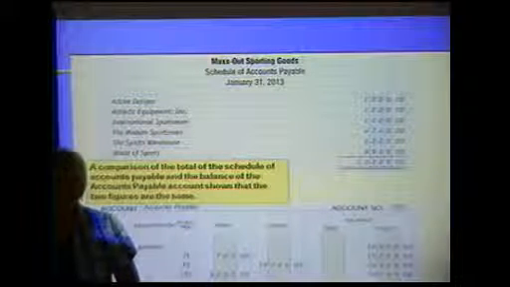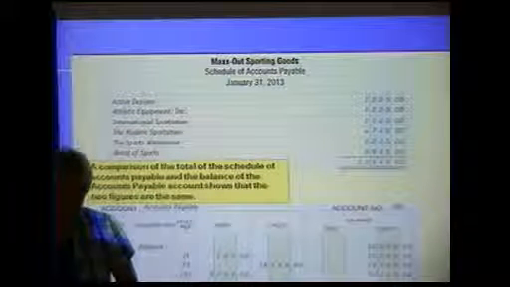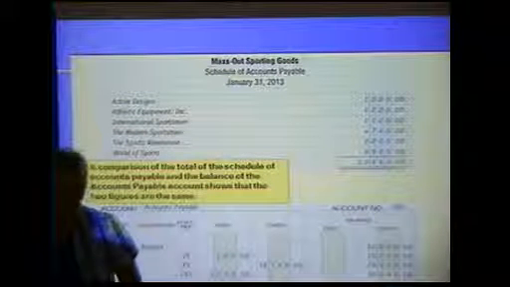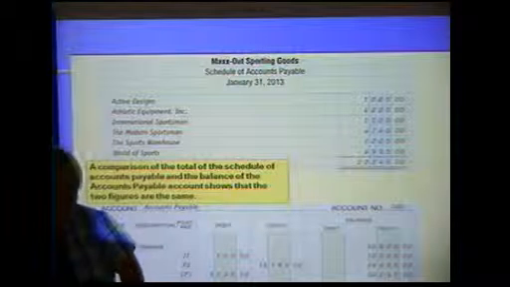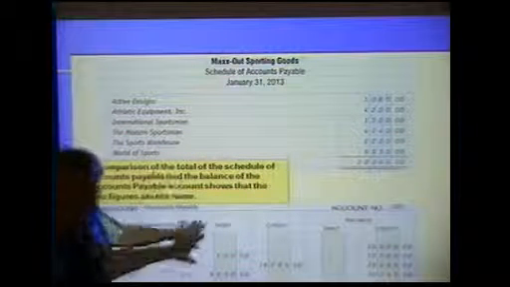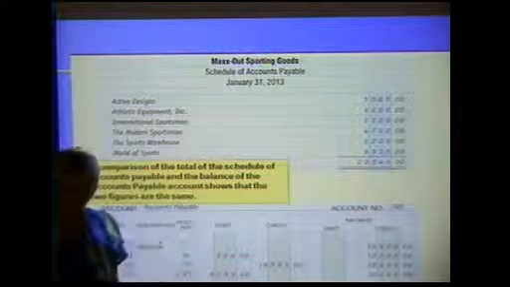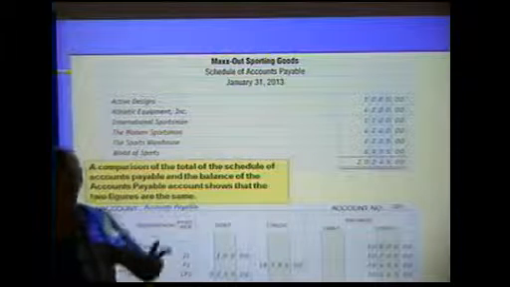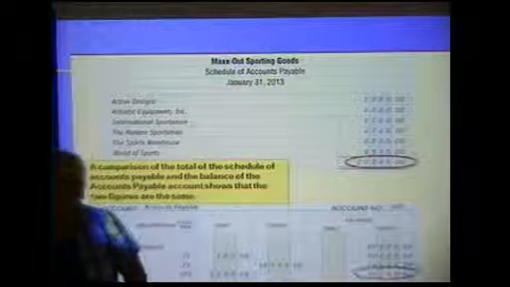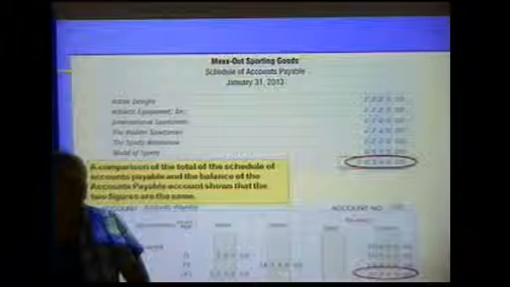Right. Schedule means what in accounting? List. So the word schedule is a list. So we do a list or schedule of our accounts payable. Add them up. Be sure they match with our accounts payable general ledger account. They've got to match. Okay.